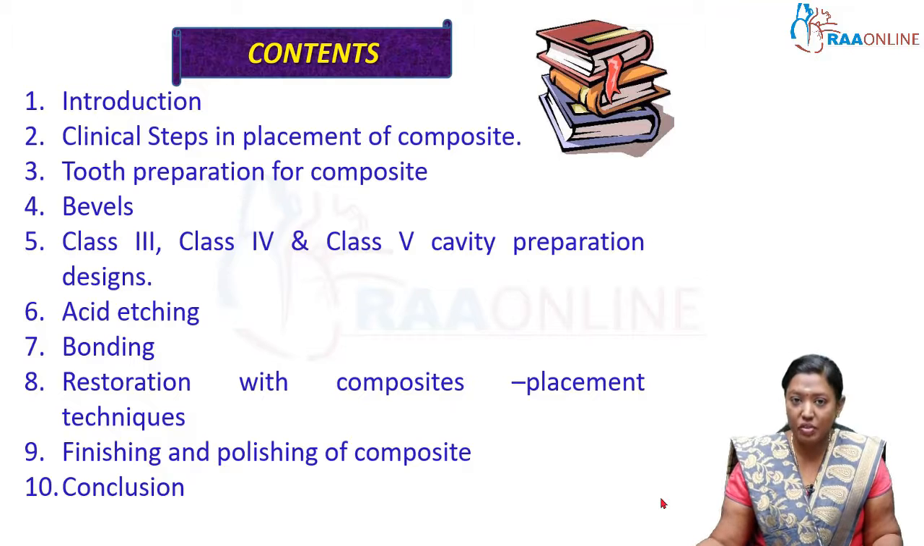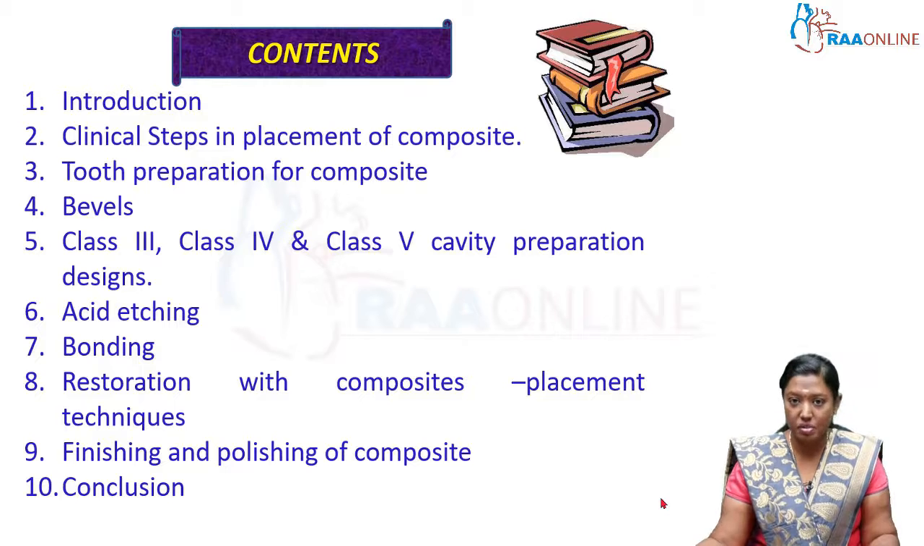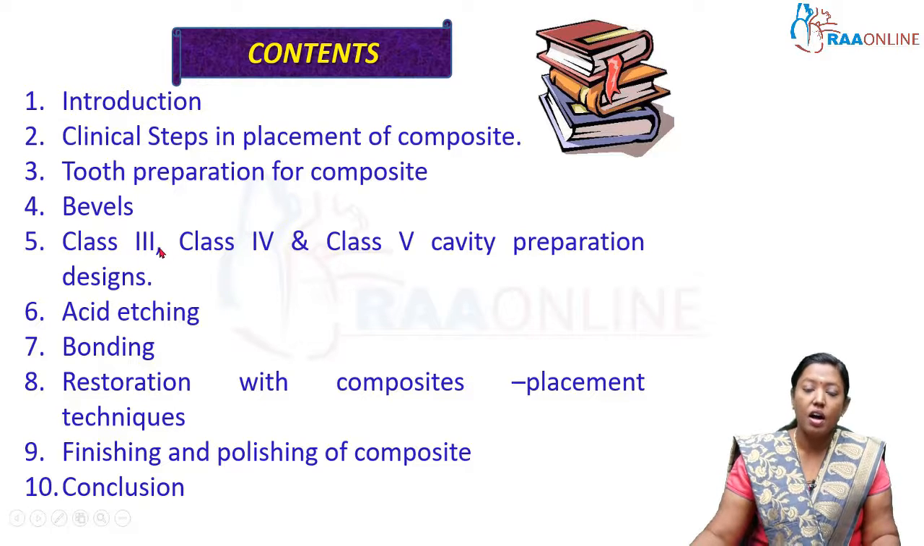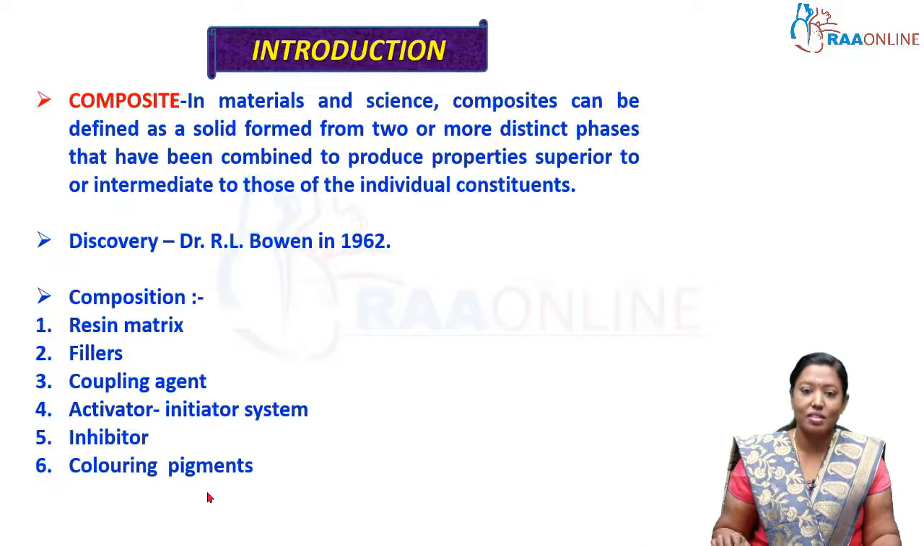So we are going to see a brief introduction about what is composite. Then we are going to see in detail the clinical steps in placement of composite, the various tooth preparation designs or the cavity preparation designs for composite. We are going to see the definition of bevels, the different types of bevels, in detail about class 3, class 4, class 5 cavity preparation for composite, what is acid etching, what is bonding, the various incremental layering techniques, the various placement techniques for composite resin restoration, the technique of finishing and polishing of composites, and finally the conclusion. Now let us go into detail.